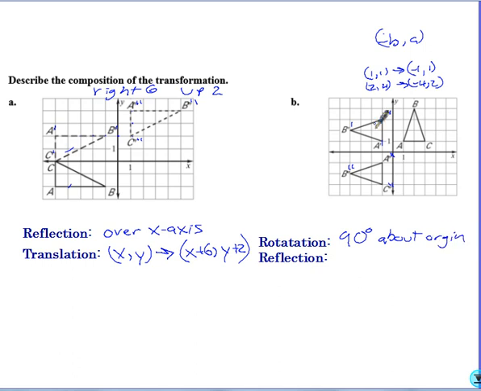And then the reflection, how did I go from here to here? I reflected. Notice I didn't slide. It kind of looks like a slide, but if you look at where A is, A reflected. And so we did a reflection over the x-axis.